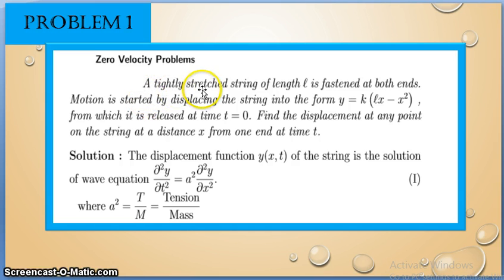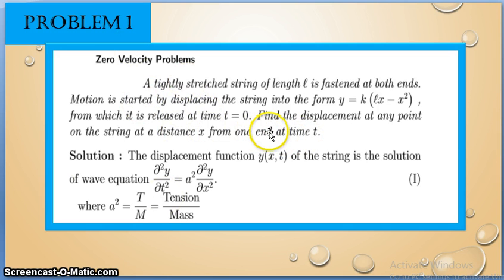A tightly stretched string of length L is fastened at both ends. Motion is started by displacing the string into the form y equal to k into (Lx minus x square), from which it is released at time t equal to 0. Find the displacement at any point on the string at a distance x from one end at a time t. So this is problem number 1.